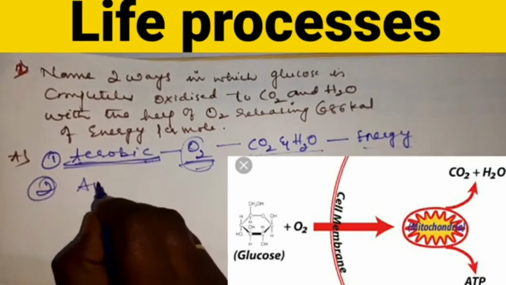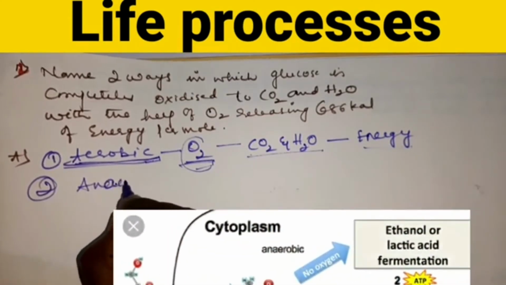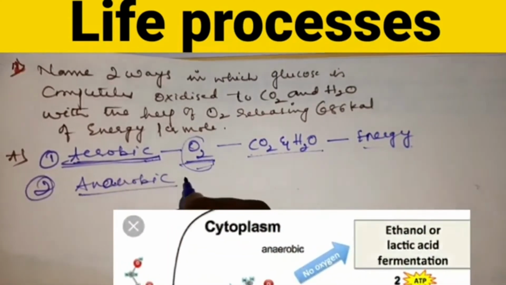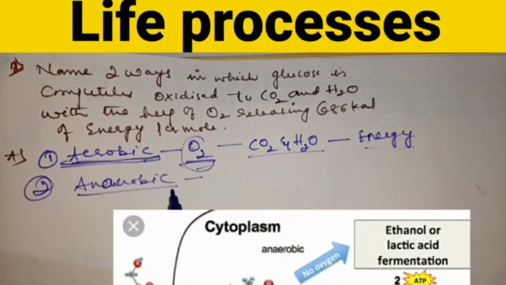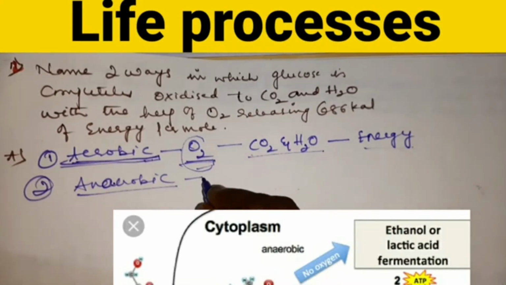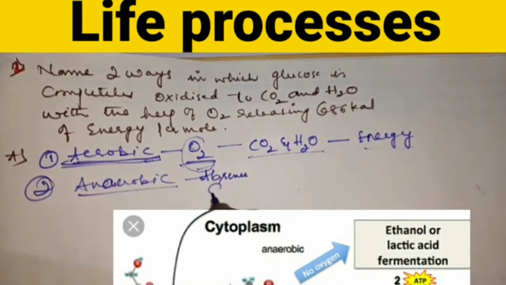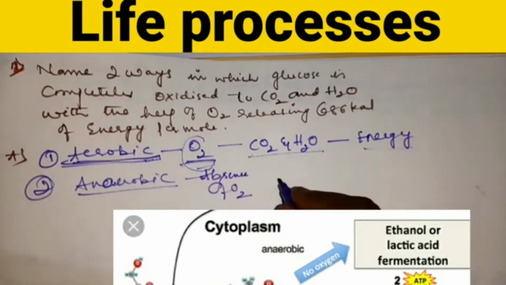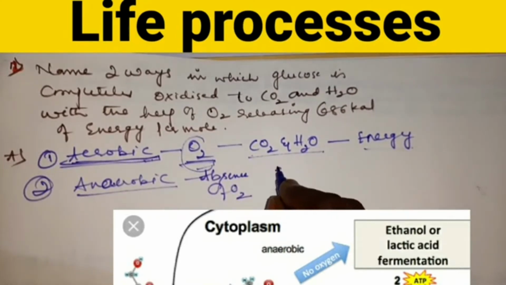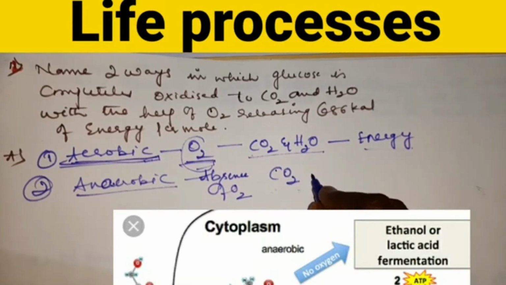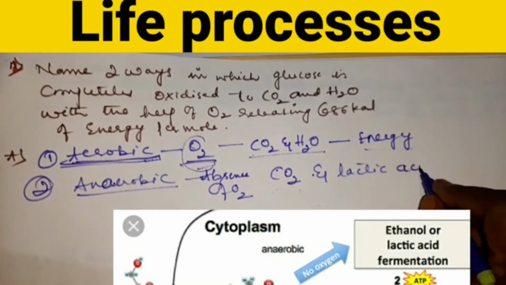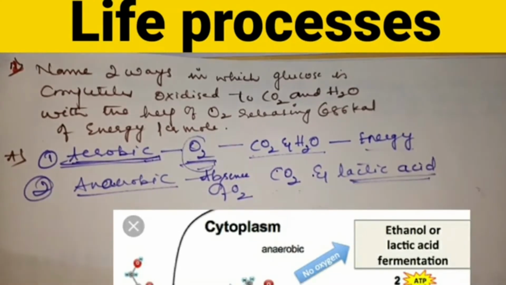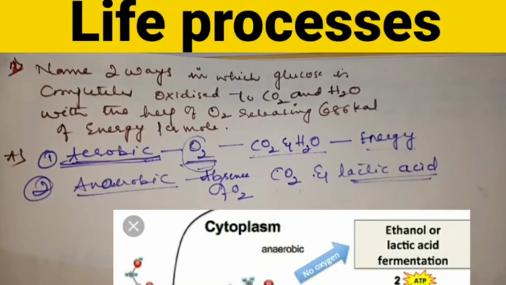The next one is anaerobic respiration. Anaerobic respiration takes place in the absence of oxygen, forming a product, releasing carbon dioxide and lactic acid, or we call it ethanol, and this process is called fermentation, which we see in lower organisms.